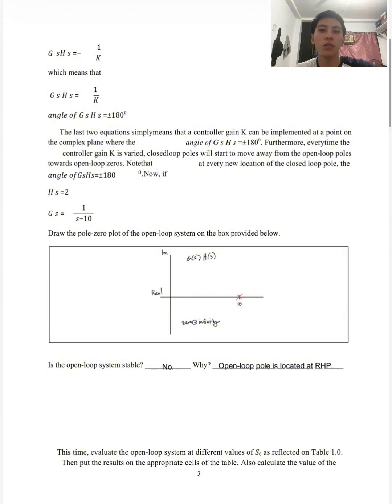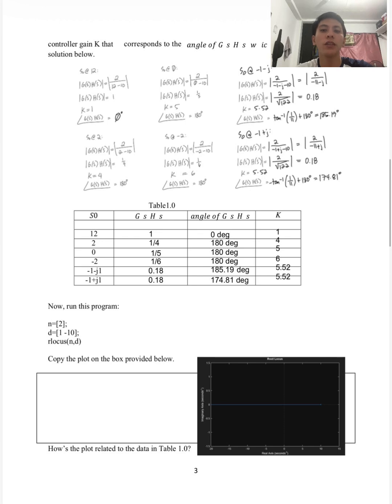The page also explains the root locus condition, where the angle of G(s)H(s) must equal plus or minus 180 degrees. The different values of s were evaluated and placed in Table 1.0, and the corresponding values of K and the angles were calculated to determine whether the chosen points belong to the root locus.